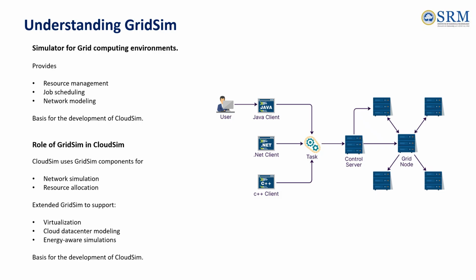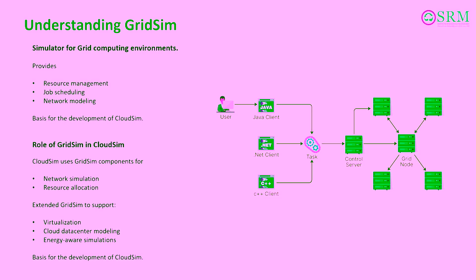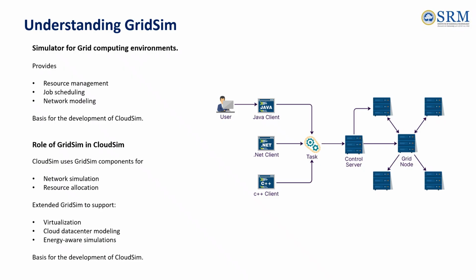Let us understand the GridSim working diagram. On the left side, we can see different users or client applications such as Java clients, .NET clients, and C++ clients. These clients submit tasks or jobs to the grid computing environment. All these requests are collected and converted into tasks that need to be processed. These tasks are then sent to the control server. The control server acts like a coordinator or manager. It decides how the tasks should be distributed among available systems.